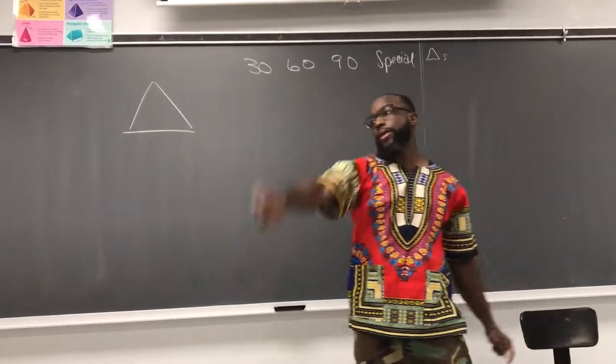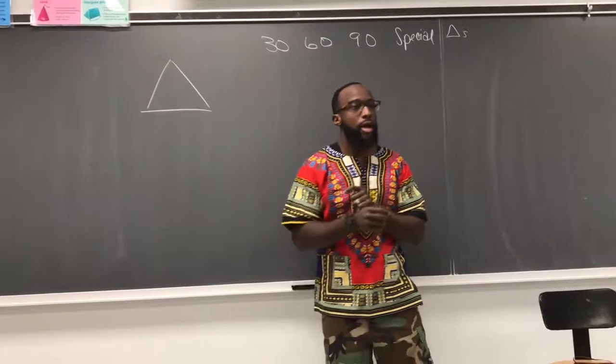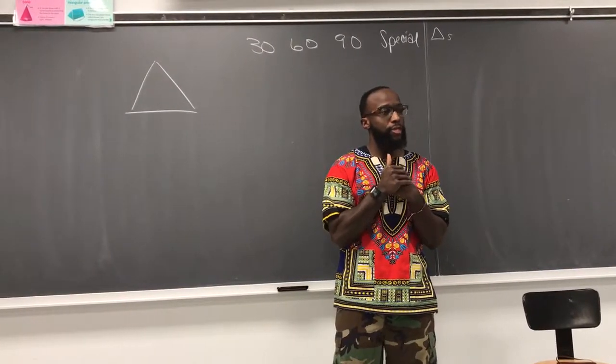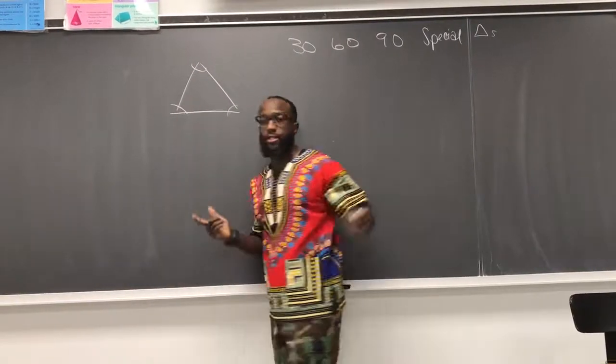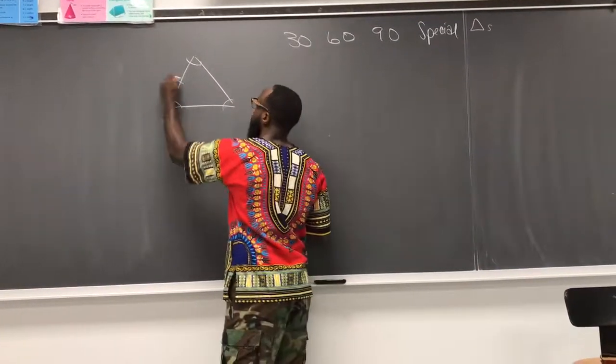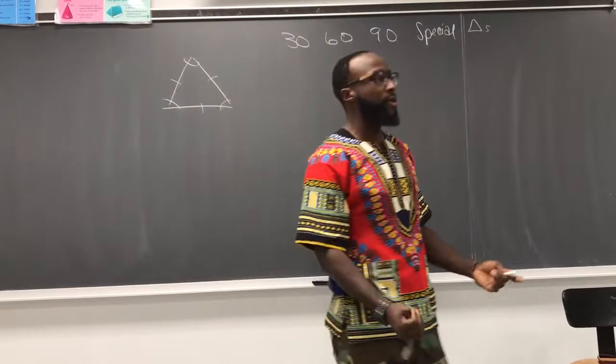Today we're going to talk about 30, 60, 90 special right triangles, all right? 30, 60, 90 special right triangles derive from this kind of triangle. What kind of triangle is this? Equilateral. So they derive from an equilateral triangle.